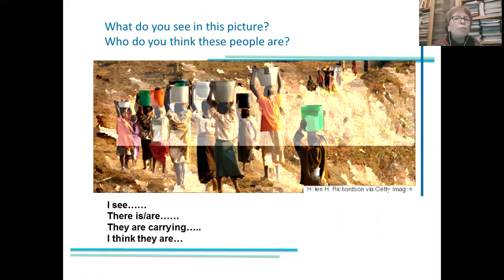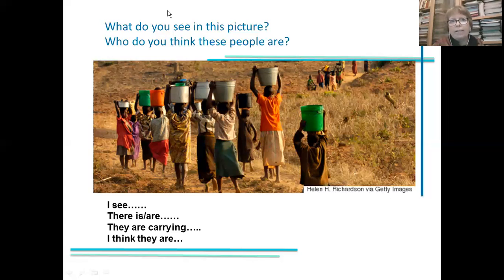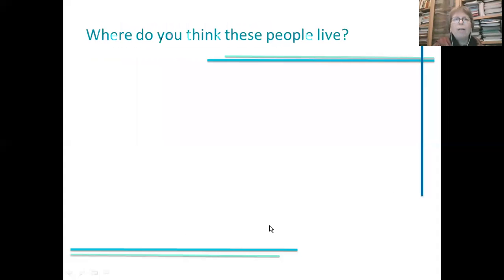So how did I activate prior knowledge? I show this picture to the children and I ask, what do you see in this picture? What do you think these people are? Who do you think these people are? And I gave the language frame. So below the picture, there is the language scaffolding. I see, there is, there are, they are caring, I think they are. Where do you think these people live?